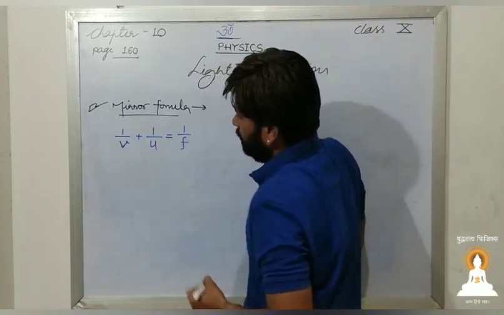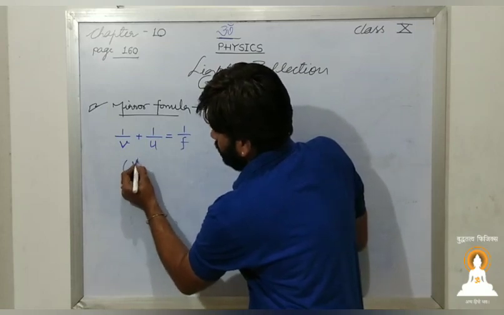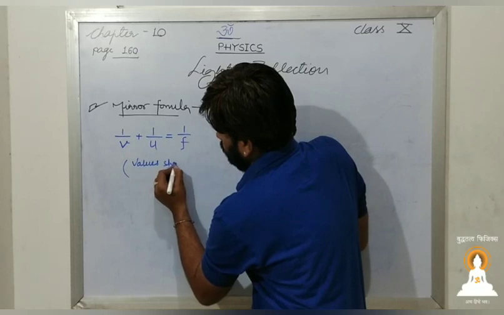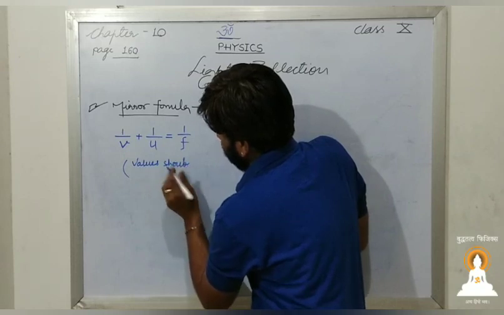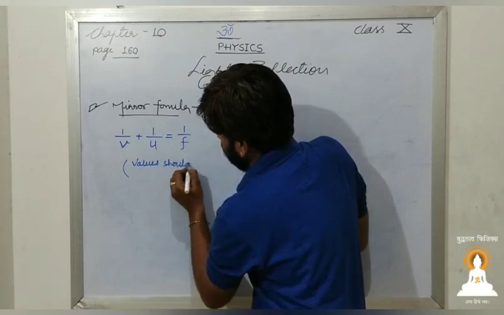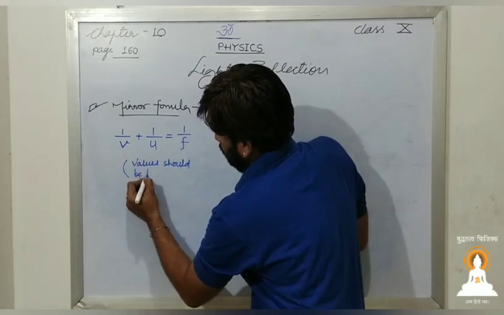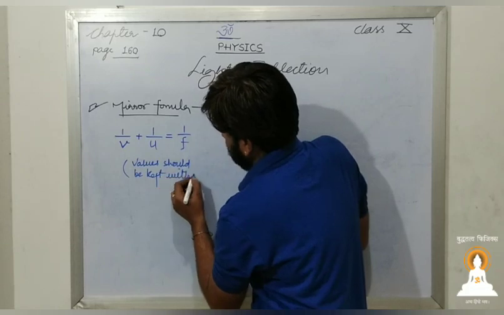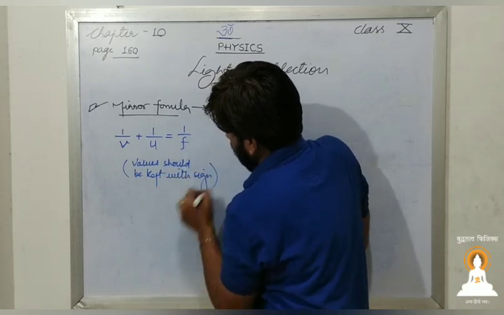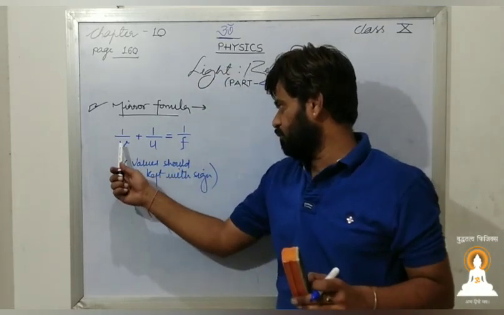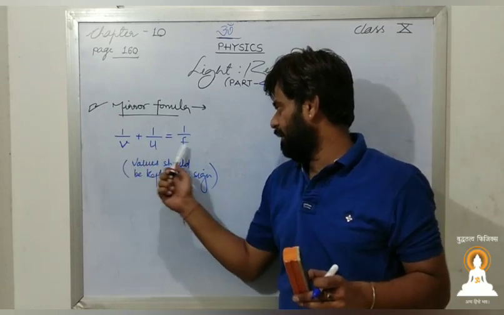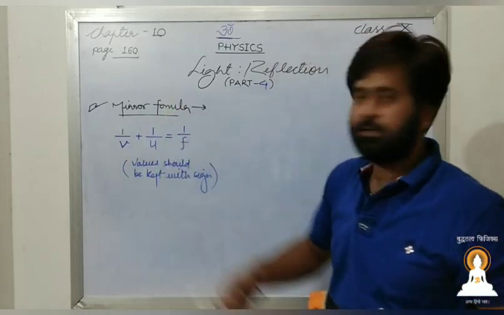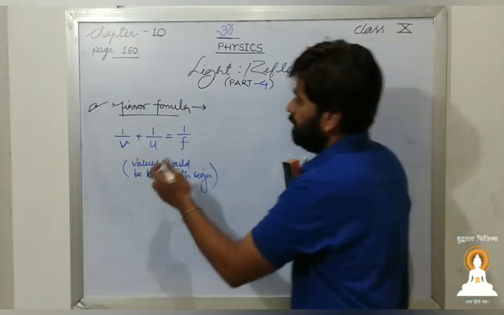Okay, now the values should be kept with sign. Whenever we put the values of this particular v, u and f, we should consider their sign as well, according to the sign convention. Okay, so this is the mirror formula.